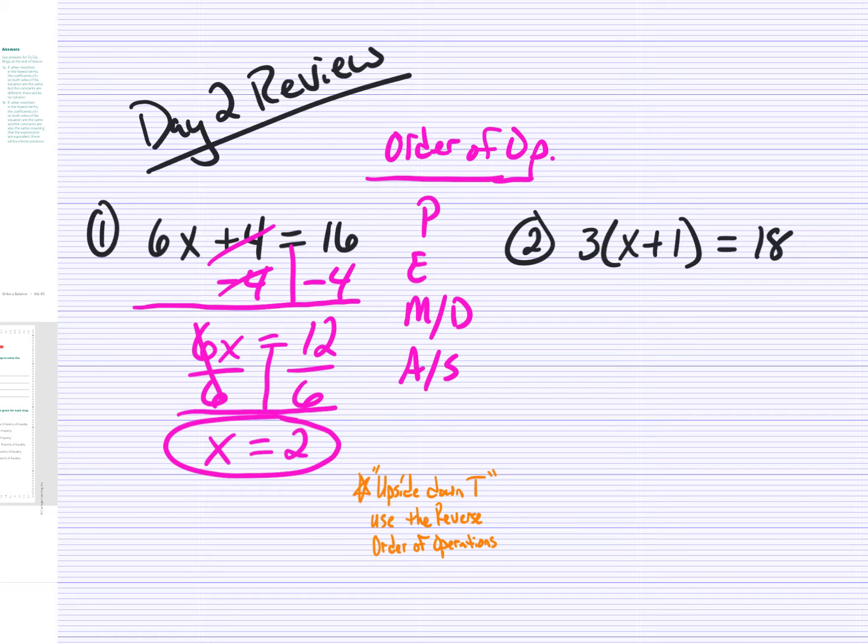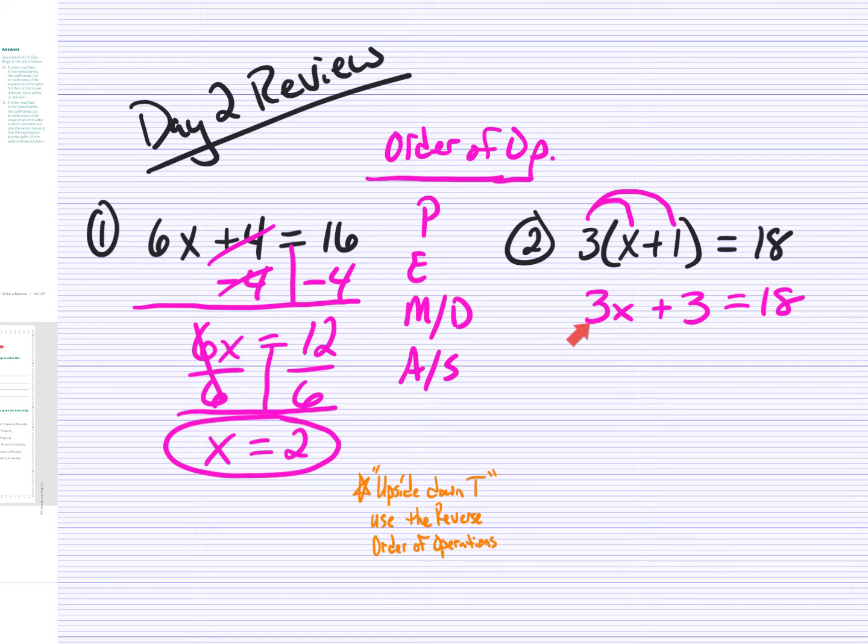Number 2. First thing we're going to do is distribute property. 3 times x is 3x. 3 times positive 1 is positive 3. And then I bring down my equals 18. Now from here, again, we are trying to do the reverse order of operations.